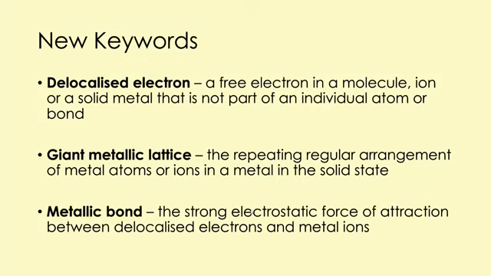Giant metallic lattice. We've met the word lattice before when we've looked at ionic lattices and giant covalent lattices, which are just repeating regular arrangements. So a giant metallic lattice is where we've got metal atoms or ions in a metal in the solid state. And metallic bonds, we're going to look at metallic bonds today. Metallic bonds are the strong electrostatic forces of attraction between the delocalized electrons and the metal ions.